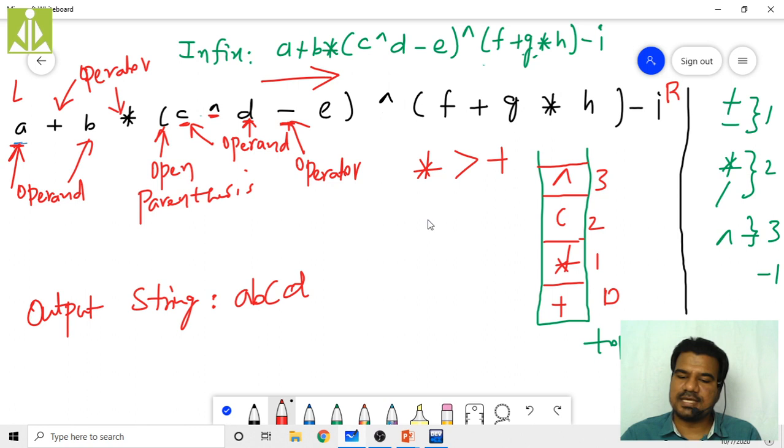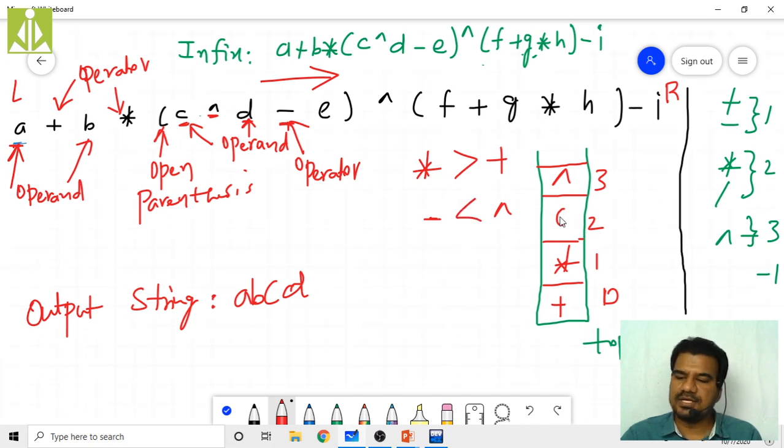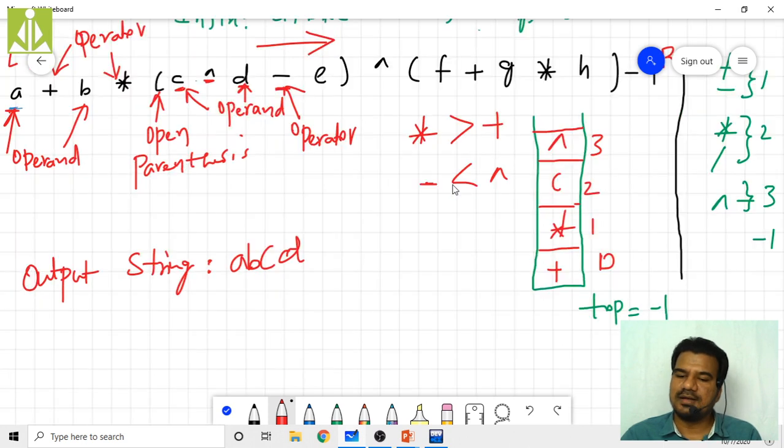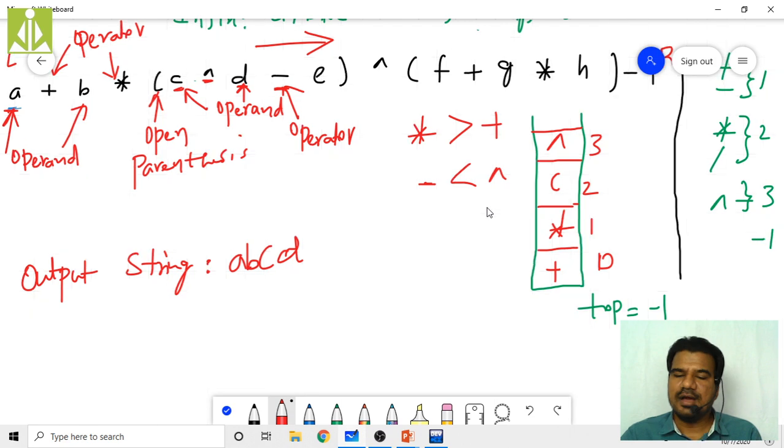So minus is the scanned operator, and at the top of the stack we have this cap, the power symbol. Minus has a precedence of 1 (plus and minus are 1), and this cap is 3. So minus is lesser than the power operator. So what do we have to do? Pop the operators which have greater precedence. This cap has greater precedence.